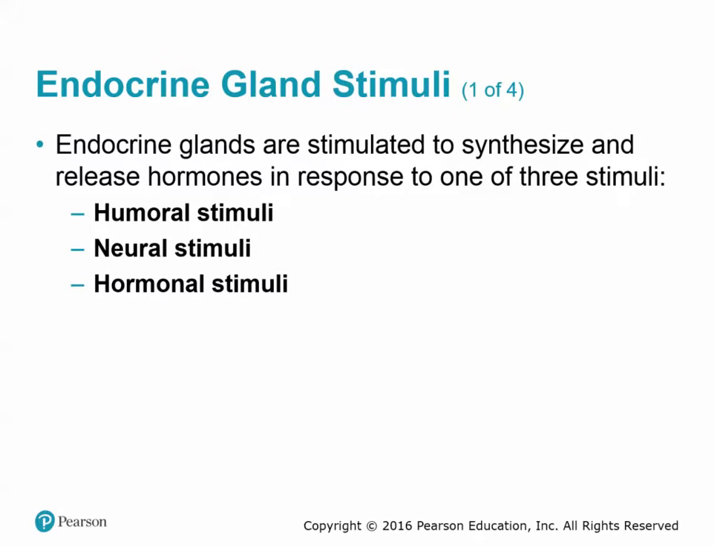So endocrine glands are stimulated to synthesize and release their hormones in response to a few different types of stimuli. So it could be a humoral stimulus, meaning in the blood or in the body fluids, neural stimuli from the nervous system, or hormonal stimuli. So some hormones cause the release of other hormones that we'll talk about.